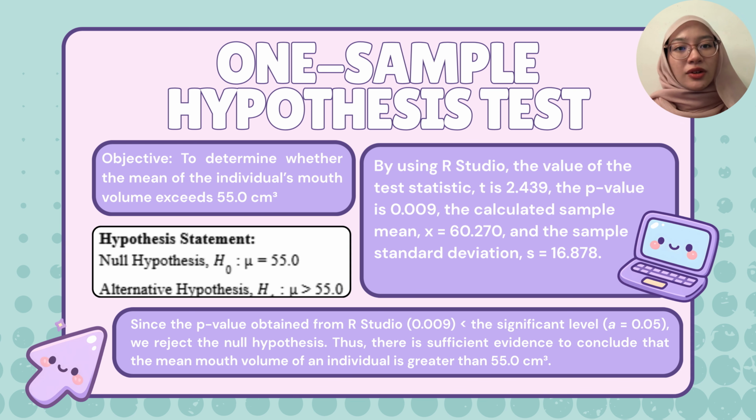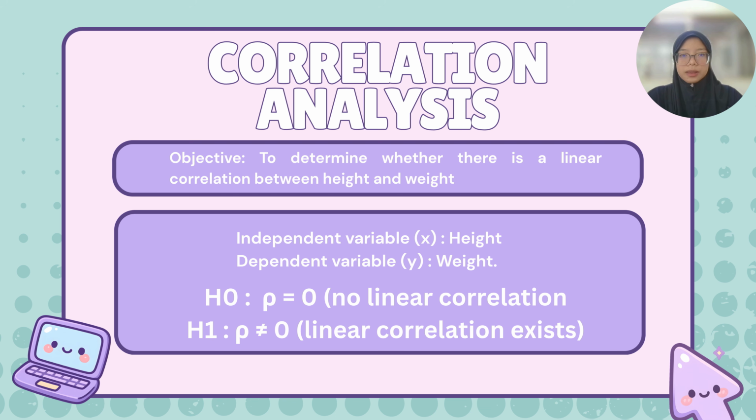Since our p-value of 0.009 is less than our significance level of 0.05, we reject the null hypothesis. Therefore, there is sufficient evidence to conclude that the true mean mark volume of an individual is significantly greater than 55.0 cubic centimeters. Next, I will explain the correlation analysis.